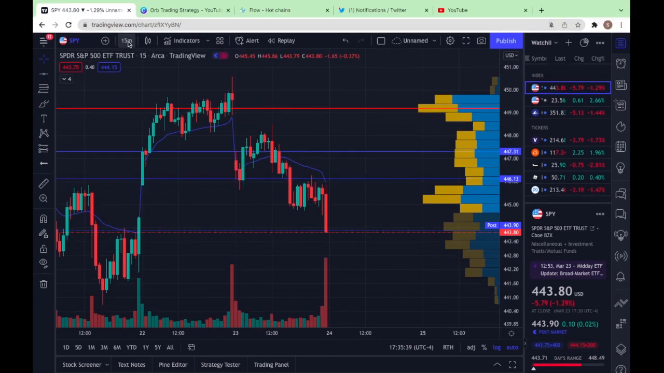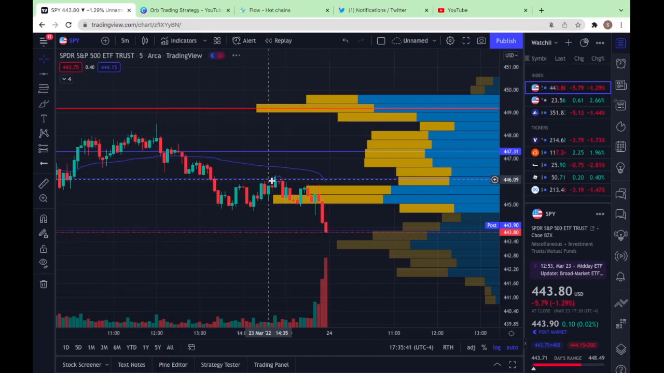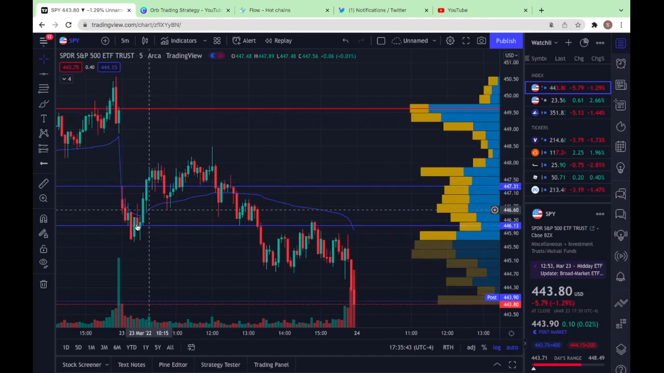Flip over here to the 5-minute chart. Awesome. So this is the chop right here. We get to close below our put trigger, right? So in general terms, that's where I would like to enter. But I'm gonna wait on a retest.